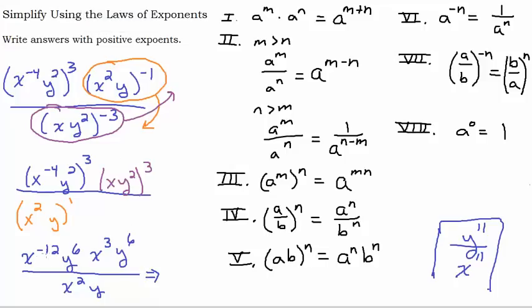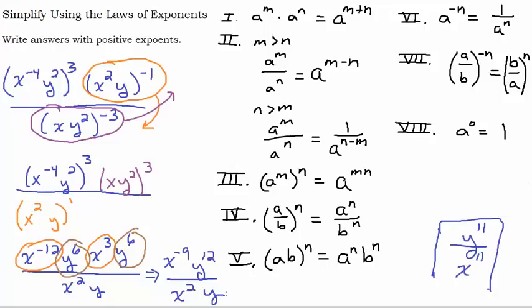So I have x to the negative 12 times x to the 3rd. If I add those, I get x to the negative 9. And then I have y to the 6th. Let's use a different color. Y to the 6th times y to the 6th. So I'm going to add those, and that's going to give me y to the 12. This is looking like it's not going to come out the same as the other one, but it does.